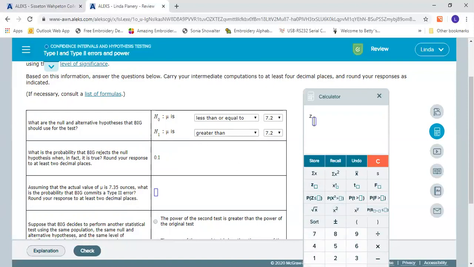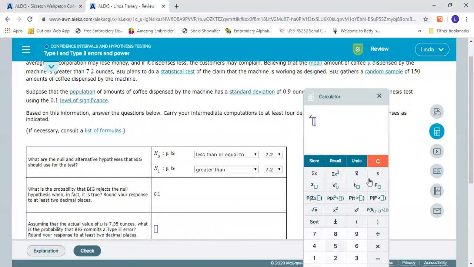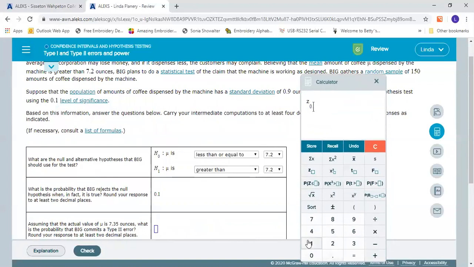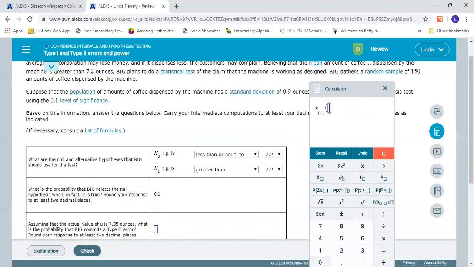So I'm going to do my Z sub, and my level of significance was 0.1. I'm going to click up there in parentheses. I'm going to do my standard deviation, 0.9 divided by the square root of n, which was 150. To that, I am going to add, close my parenthesis there, my mean sub 0, which is my 7.2, and hit equal. I'm going to take my C value. I'm going to subtract the actual value. So from that, I am going to subtract my 7.35. I'm going to hit equals.